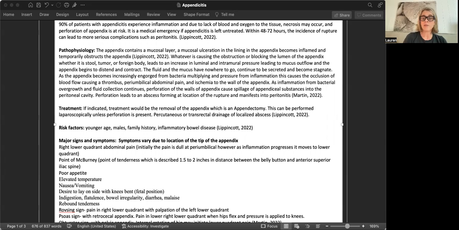The risk factors: younger age, males, as I mentioned, family history, inflammatory bowel disease. Major signs and symptoms: symptoms vary due to the location of the tip of the appendix. I wanted to mention that.